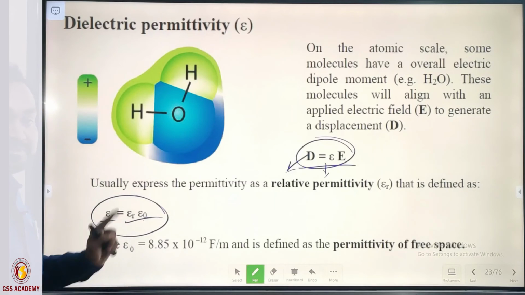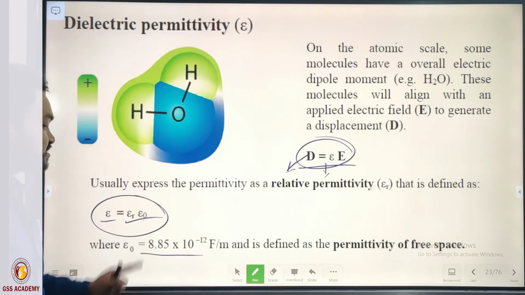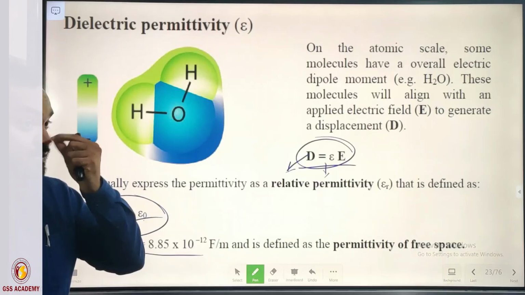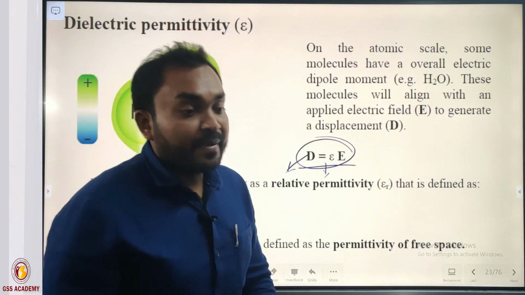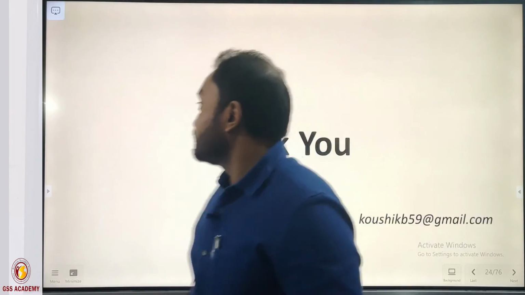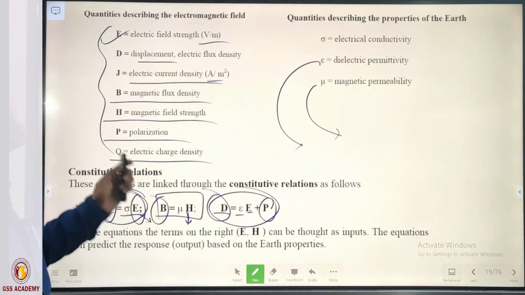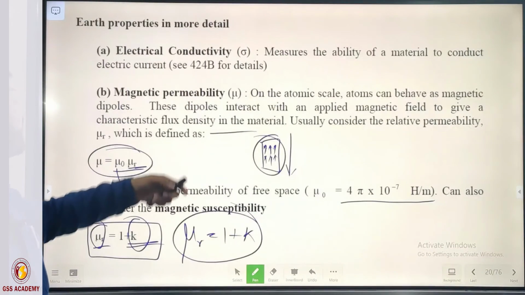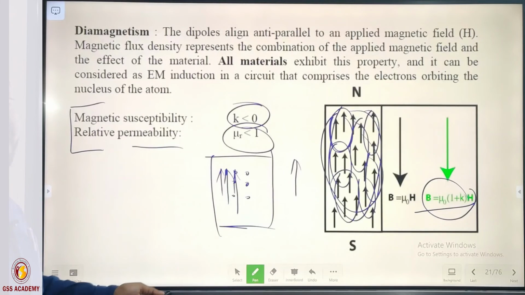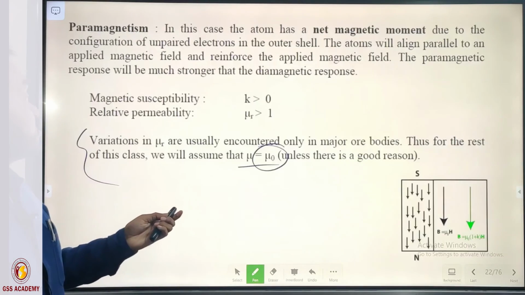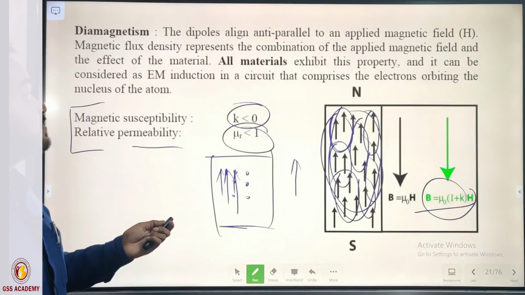Epsilon naught is the free space permittivity. This free space permittivity is 8.85 into 10 to the minus 12 farad per meter, and this is defined as the permittivity of free space. So all those properties we have seen: diamagnetism, paramagnetism, dielectric properties. Also we have seen that these are the quantities that describe your magnetic field. What is the electrical conductivity, what is the magnetic permeability, what is the permittivity of free space. So all these things we have described here.